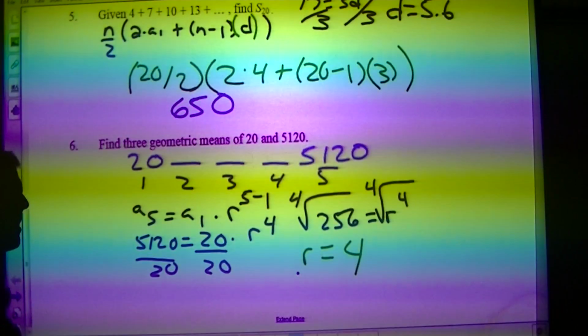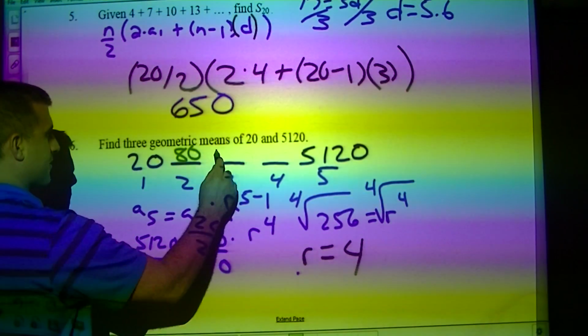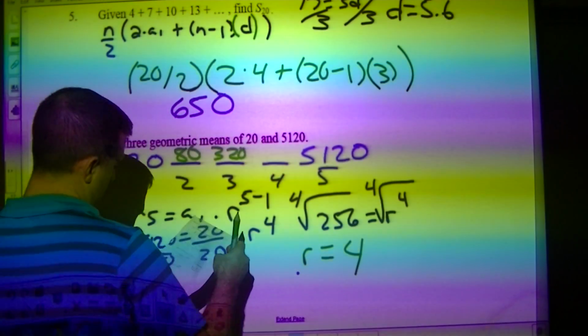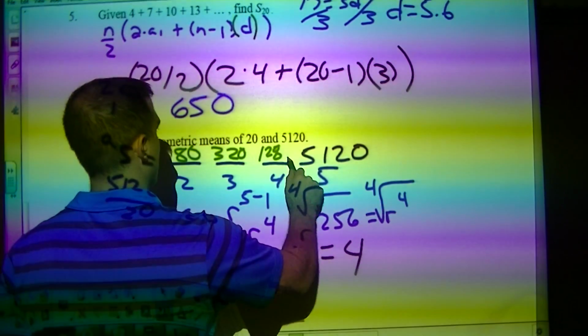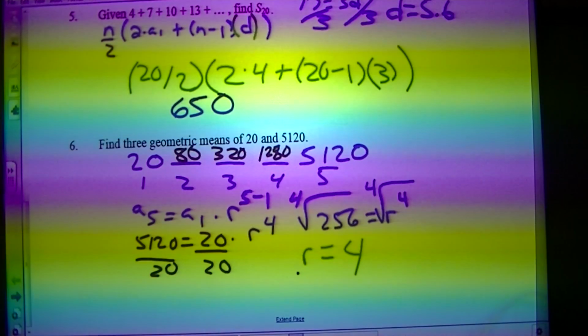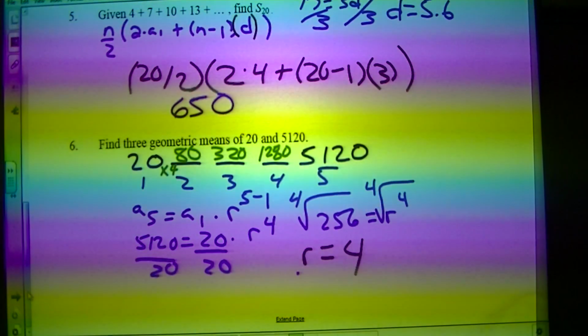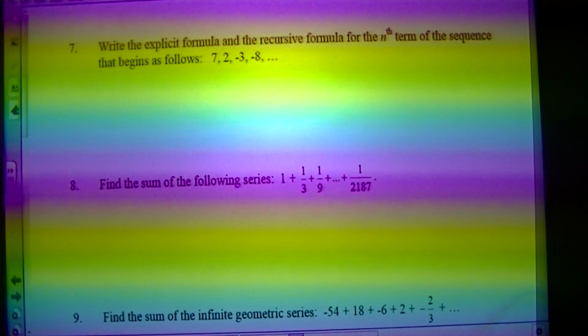So what does that mean for me? That's going to be 80. That's going to be 320. And that's going to be 1280. And if you multiply by 4, you would get that again. So all you're doing is multiplying by 4 there. I think that's that page. Okay, moving on to the next page.